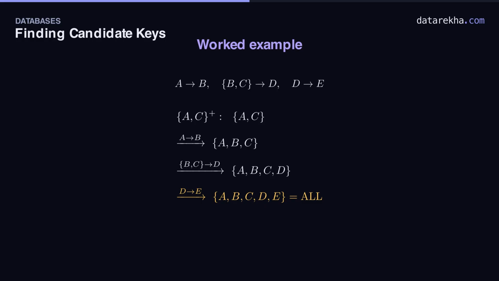A gives B, so now A, B, C. B and C together give D, add D. And D gives E. We've reached all 5 attributes. So A to C is a super key.